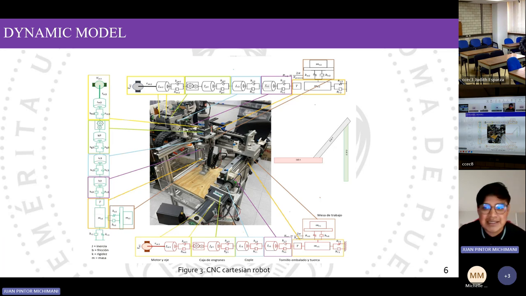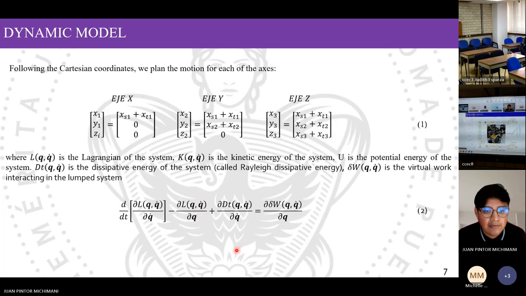An important step before starting the scanning process is understanding the dynamic model. The model is highly useful for conducting simulations and analyzing how the system behaves with a control algorithm. To obtain the model, the lumped parameter method was employed. This method involves modeling each mechanical component along the axis. For example, in this model, we can see the motor, the ball screw, and the nut, with each axis constructed in the same form. To derive the model, we utilize the Euler-Lagrange equation, which involves the Lagrangian, incorporating kinetic energy, potential energy, dissipative energies, and virtual work.